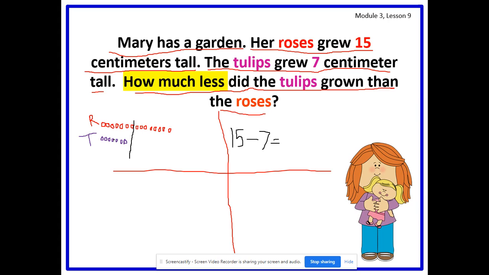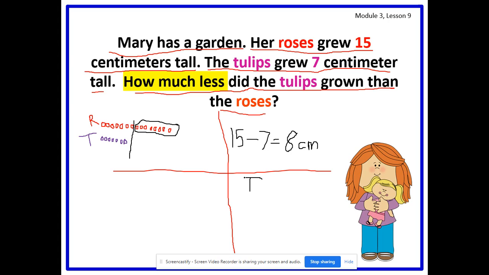Get ready. 1, 2, 3, 4, 5, 6, 7, 8. So how much less did the tulips grow? Get ready. Yes, 8 centimeters, which are these dots right here, and that is our answer. Remember, we have to name the unit.